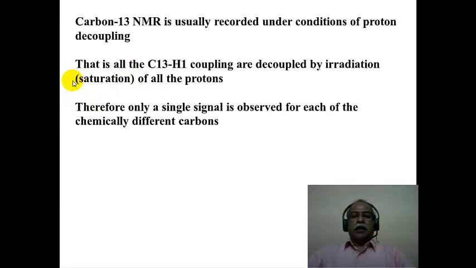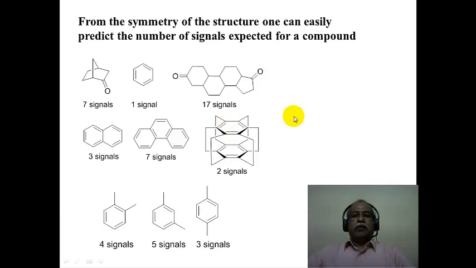Therefore, each of the carbon appears as a single line in the NMR spectrum. Therefore, only a single line is observed for each chemically different carbon in a carbon skeleton of an organic compound. Now, from the symmetry of the structure, one can easily predict the number of signals to be expected for a compound. An unsymmetrical chiral compound like this one, for example, which contains 7 carbons, all the 7 carbons are chemically different, therefore one gets 7 signals for this type of compound.